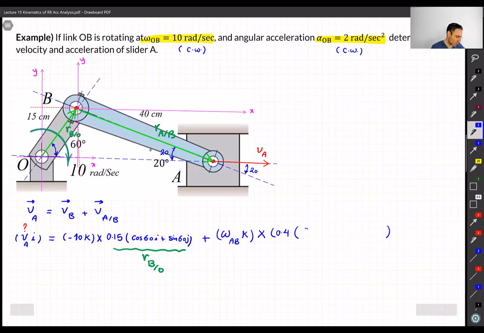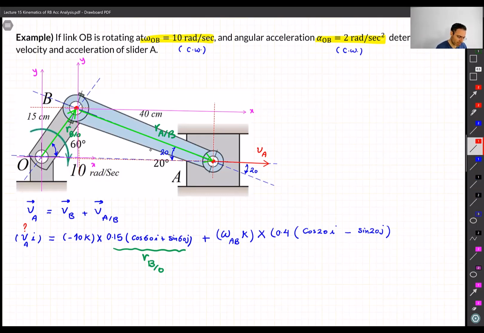So it's going to be cosine 20 I, and it's going to be negative in J direction, minus sine 20 J, right? And again, always try to find the component to avoid the mistake. Do not rush solving a problem, because you can simply make a mistake, and I do it a lot if I rush it, and then the rest of the solution is going to be wrong. So this is what we then found.